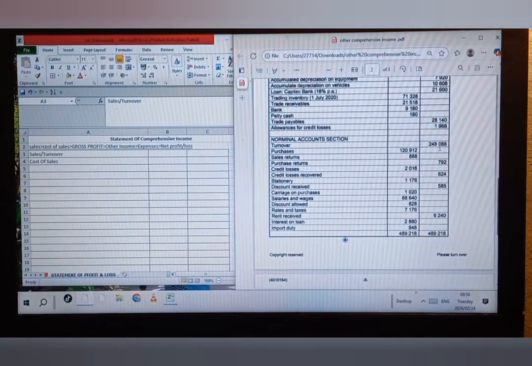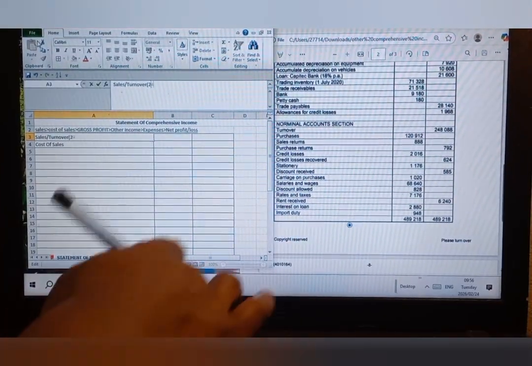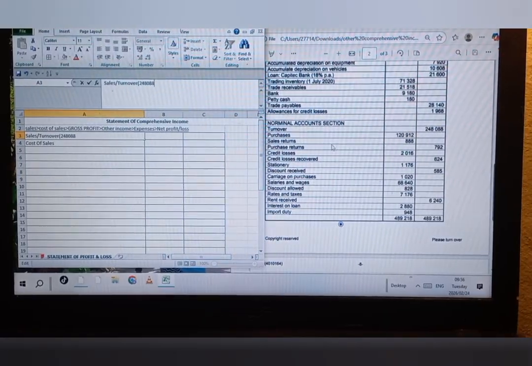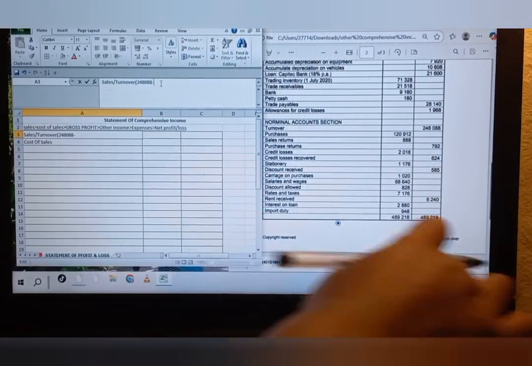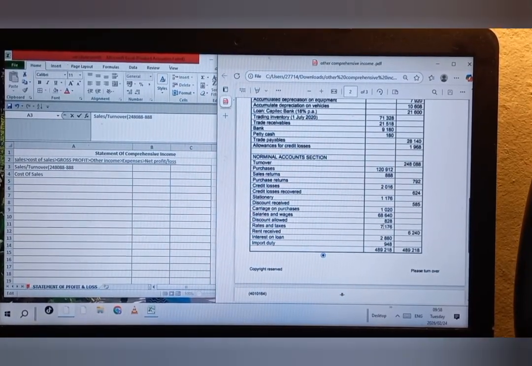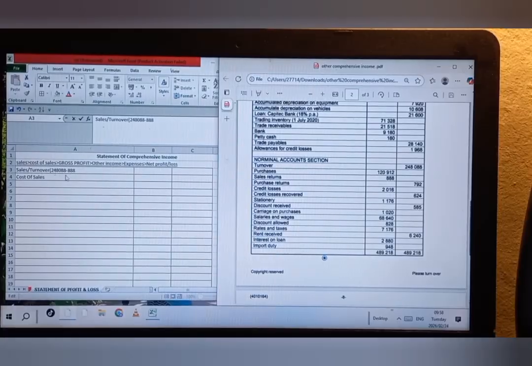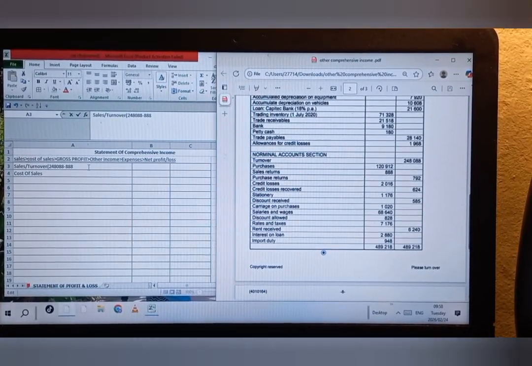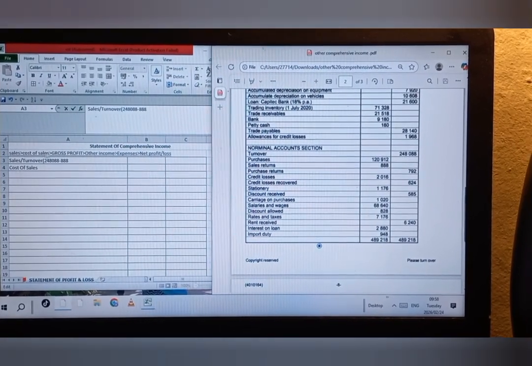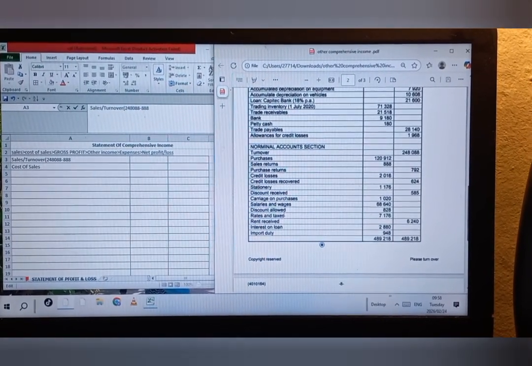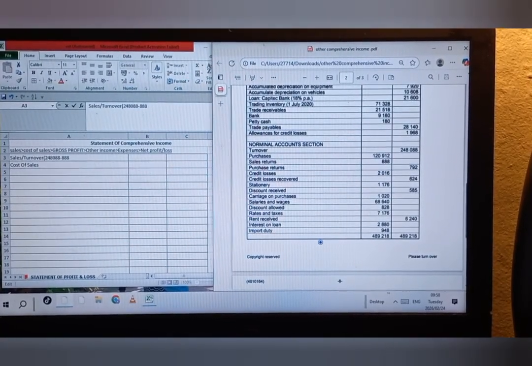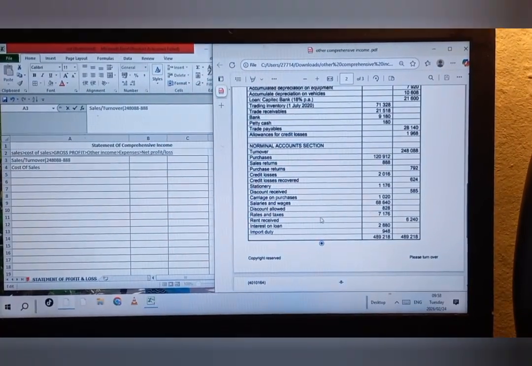We have turnover, open bracket, which is 248,088. And then we have sales returns, guys, minus sales returns. We always minus sales returns, 888. And then, guys, we have discount allowed. Discount allowed, guys, we cannot minus it from our sales because it was not directly linked to our specific sales. But the moment they said settlement discount allowed, then yes, we would minus it from our sales. But the moment they say discount allowed or discount granted, it affects other expenses.